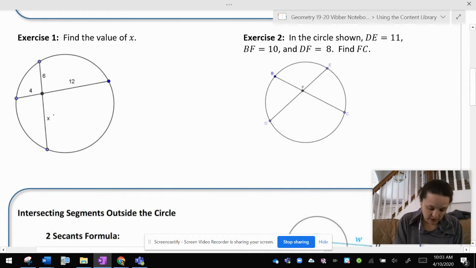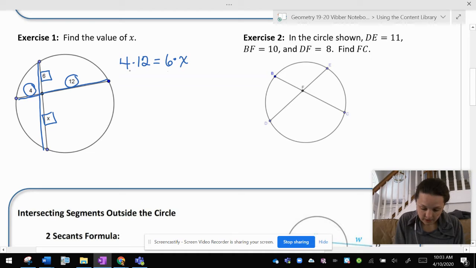So if we come down here, it says find the value of x. Well, here's a chord, and here's another chord. So part times part would be 4 times 12. And then part times part is 6 times x. So 4 times 12 is 48. 6 times x is 6x. And then I solve for x by dividing by 6. And I get, I think, 8.